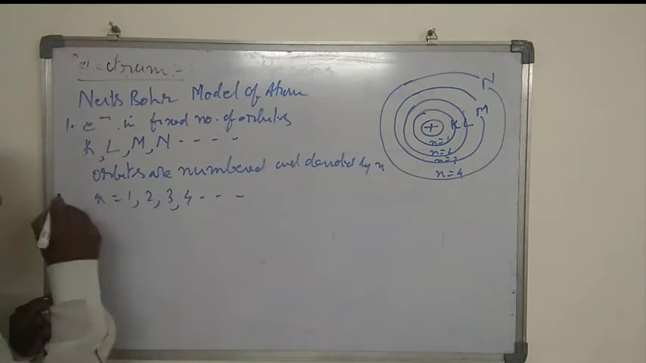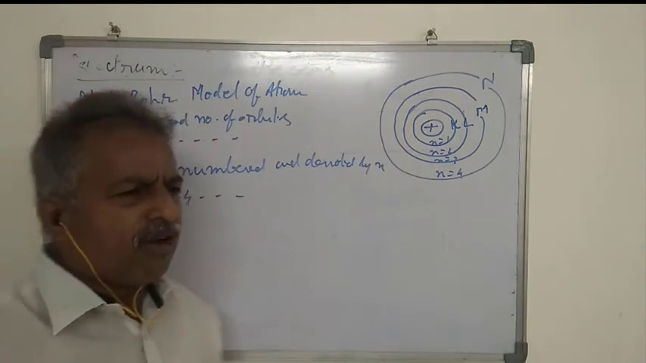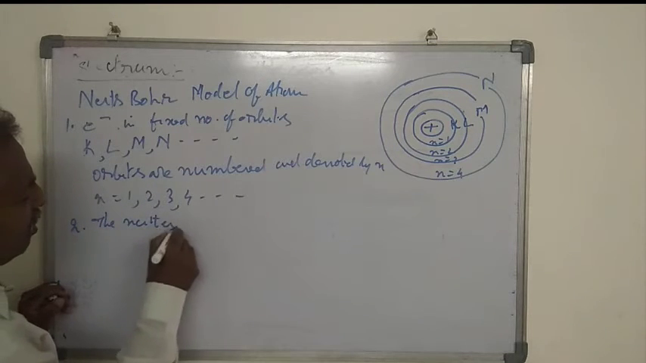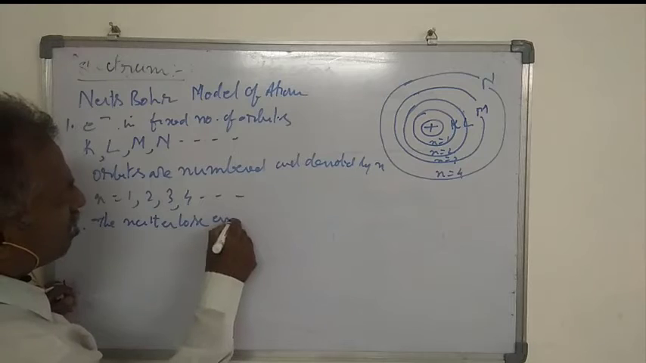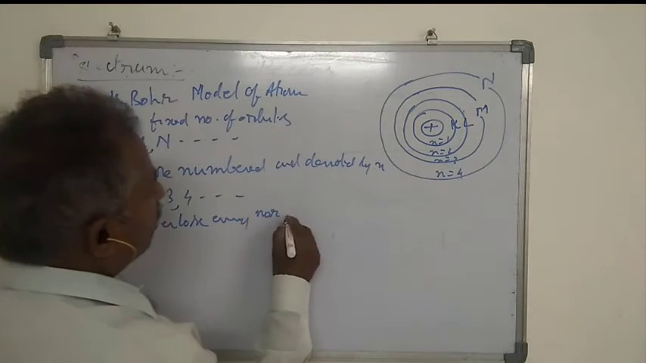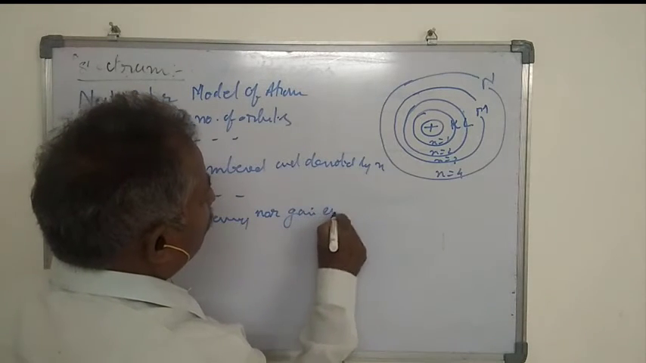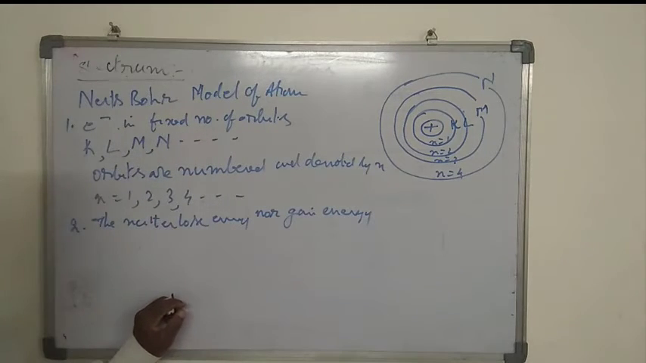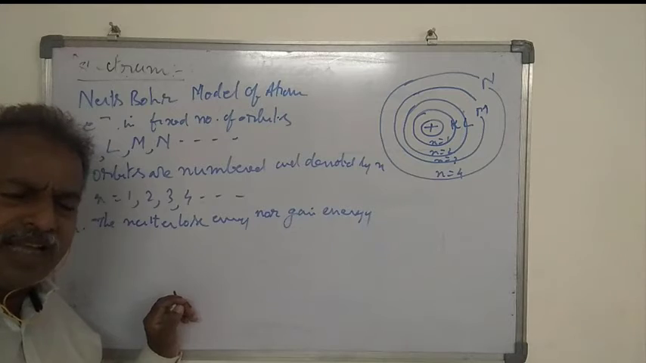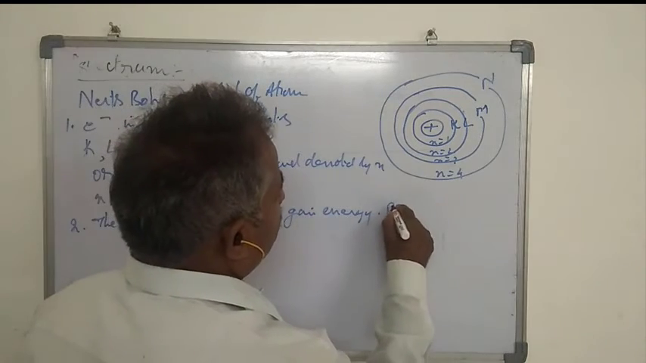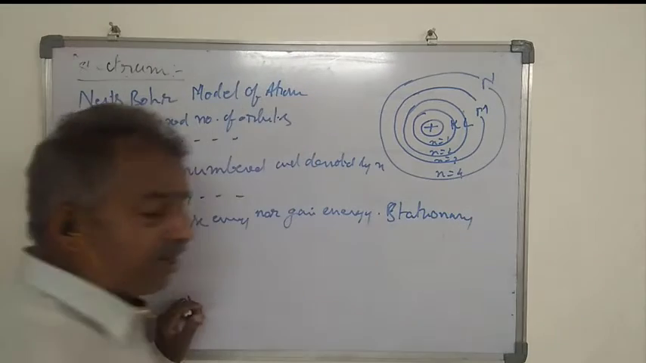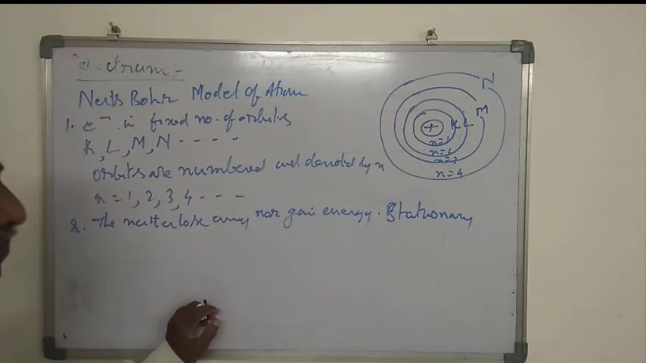Right. Now, as long as electrons revolve in their orbits, they neither lose energy nor gain energy. That means as long as an electron revolves in its own orbit, the energy is fixed. That's why these orbits are referred to as stationary orbits. Stationary means no change, fixed.